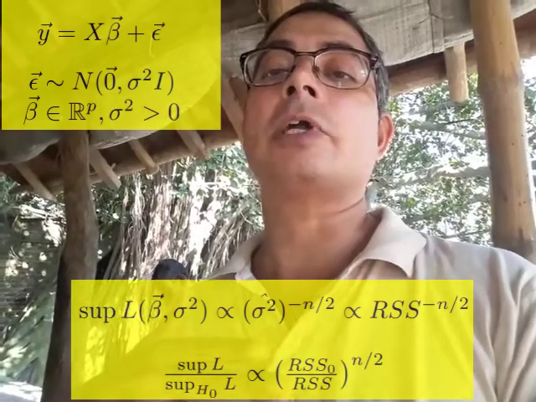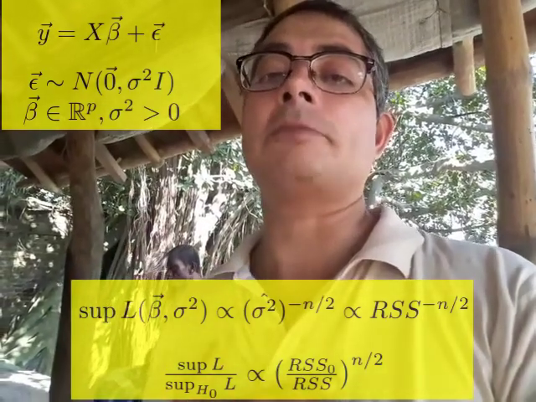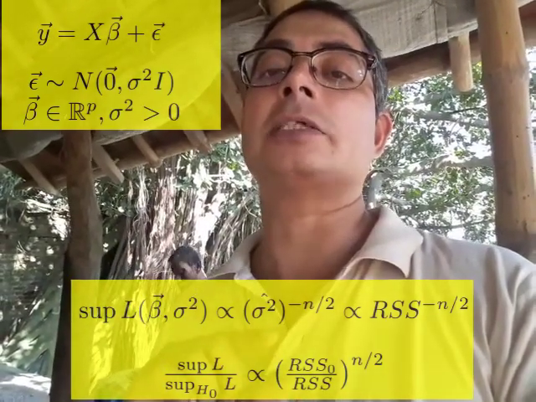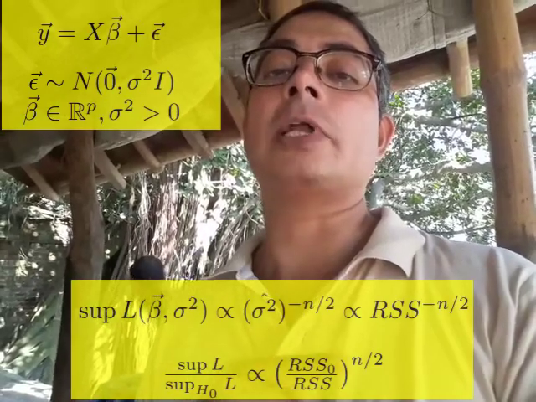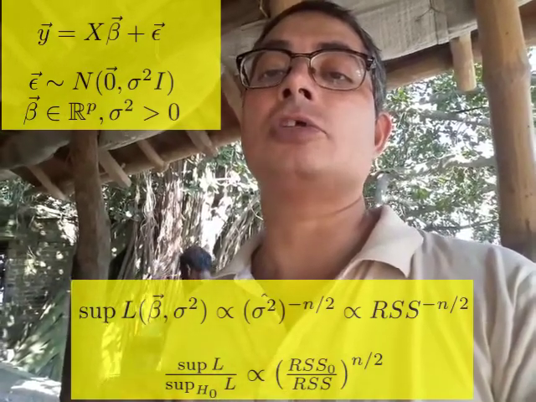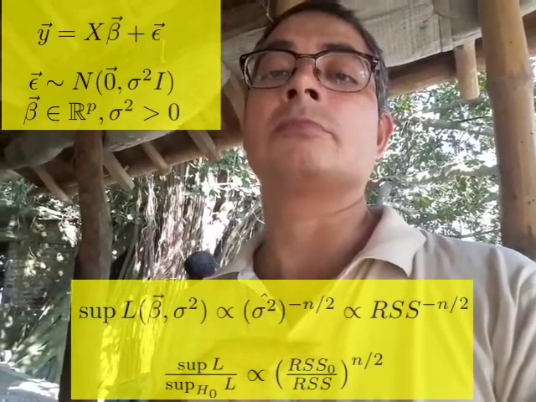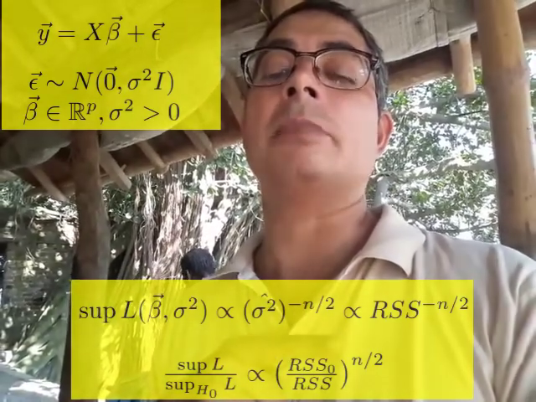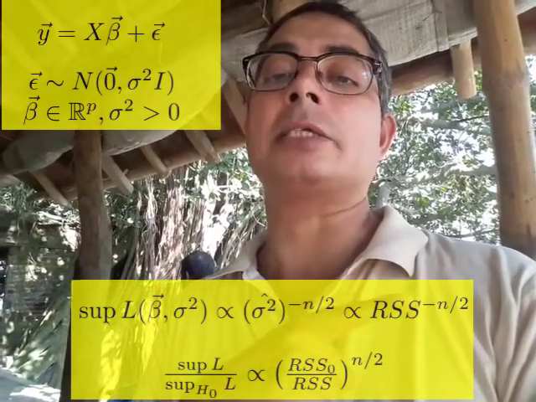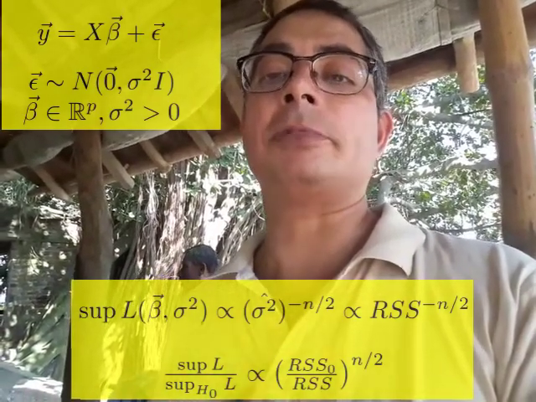Things will cancel out, whatever remains, that's just an absolute constant, and you are left with RSS naught by RSS to the power n by 2. Just observe that I have H naught in the denominator. RSS naught has gone to the numerator because I have made this n by 2 and not minus n by 2. So things have flipped.